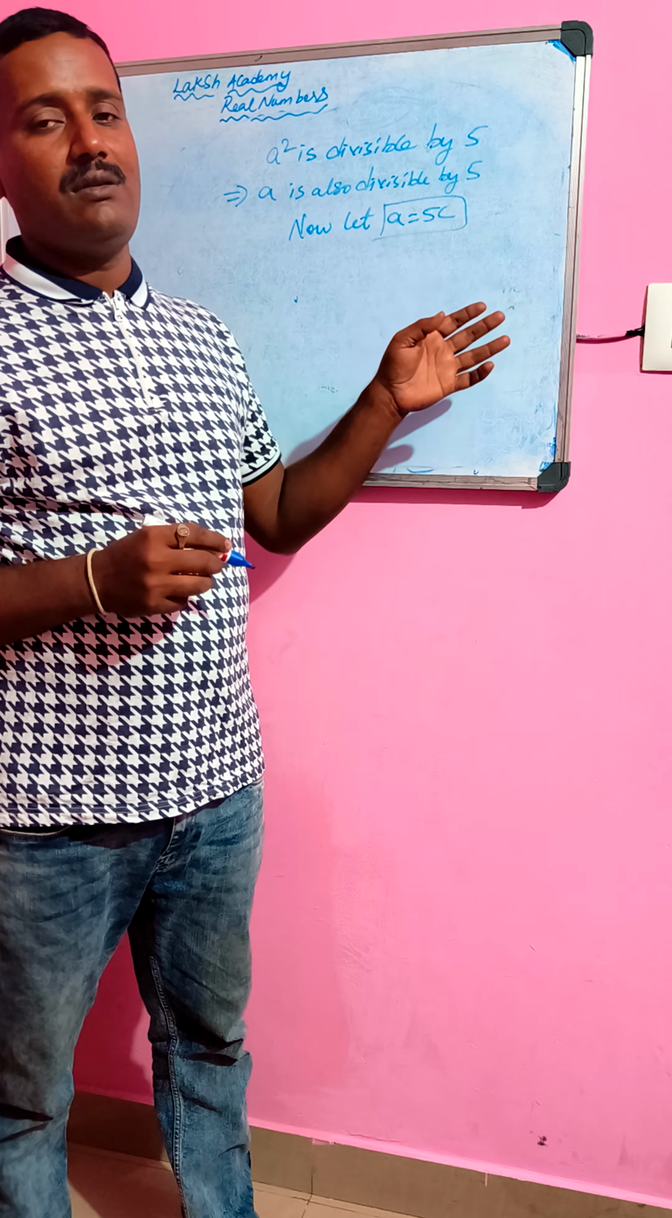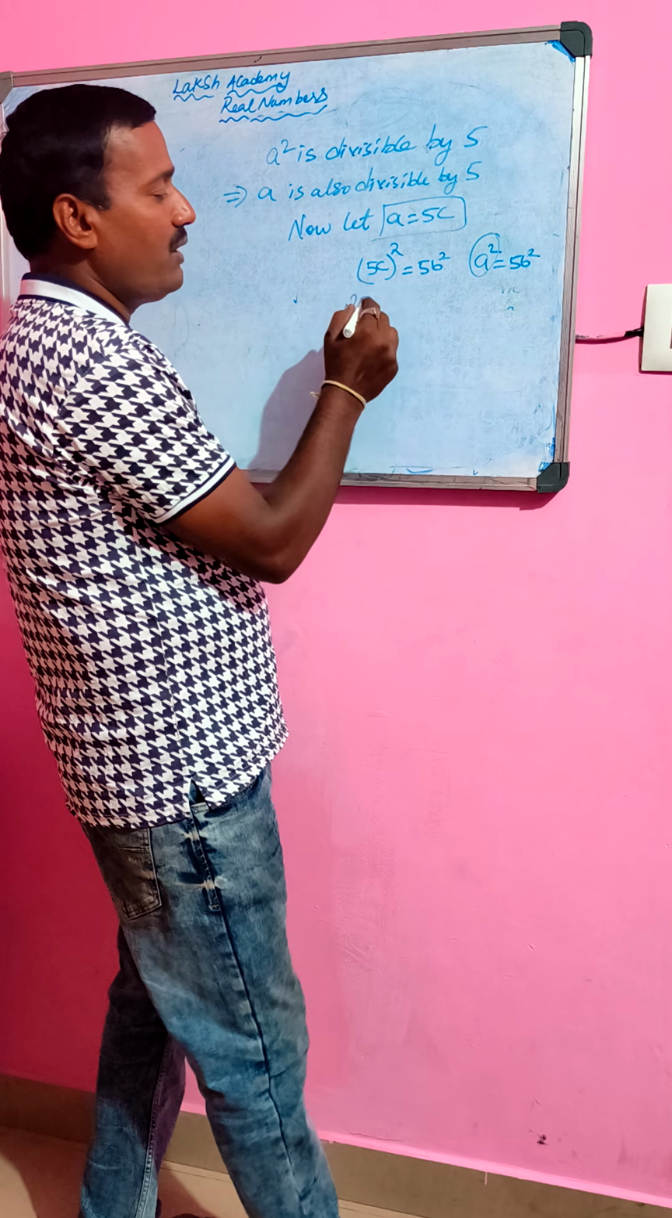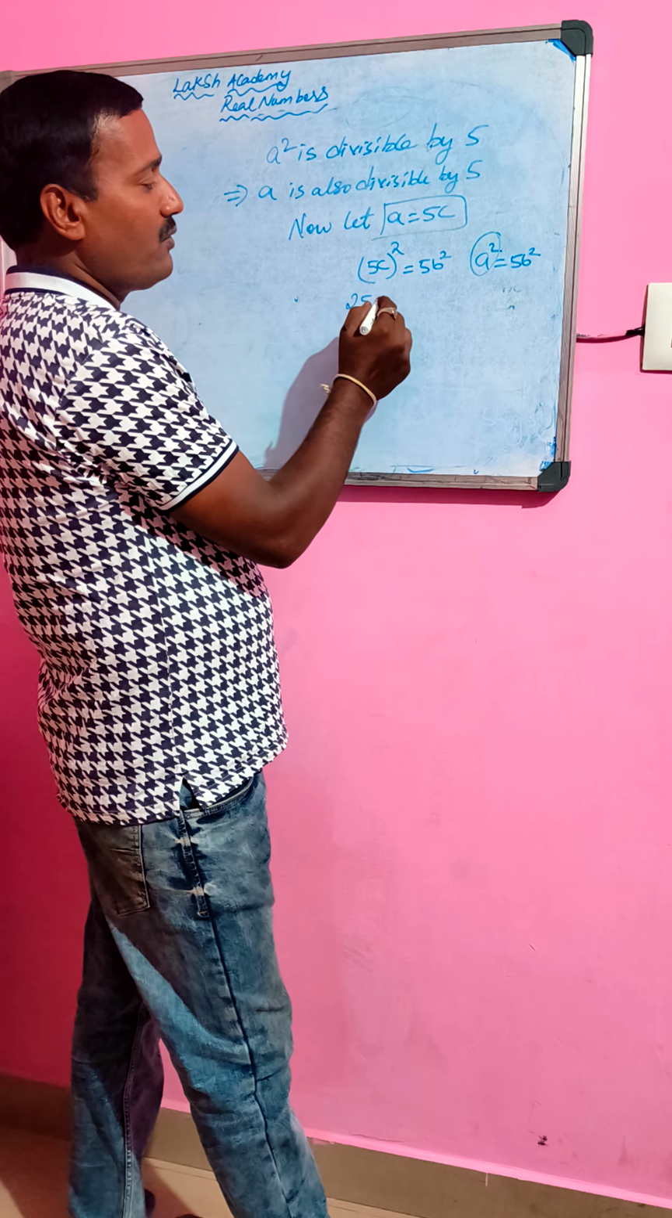Okay, now a equal to 5c. So in equation 1 you can remember a square equal to 5b square. Now instead of a we have to write 5c, that means 5c whole square equal to 5b square. Now 5 square will be 5 into 5, that value is 25. So 25c square equal to 5b square.